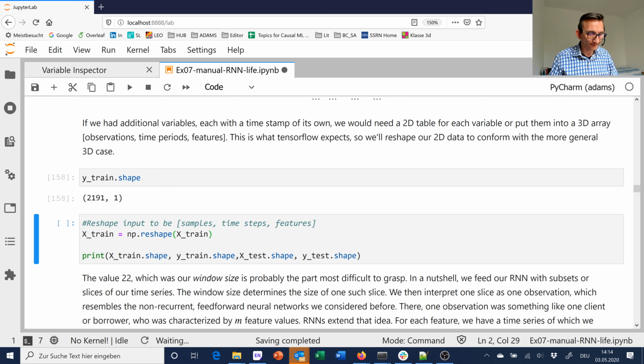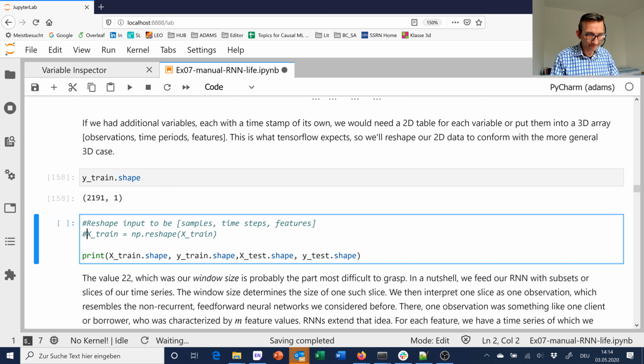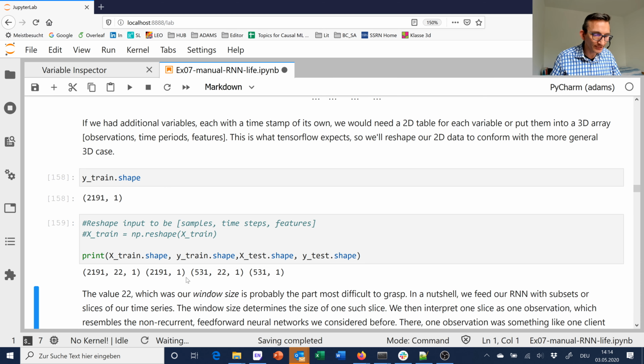But let me check. That actually is already quite right. So that is the data that we need. We need X as a 3D array, and Y we need as a two-dimensional data structure, as a proper vector, not as a 1D array. And X we want to have in this format here. That is fine. And if you don't have that, you need to do some reshaping.